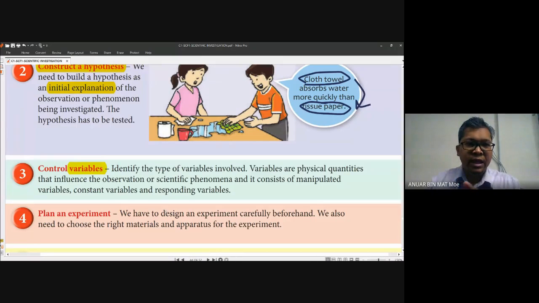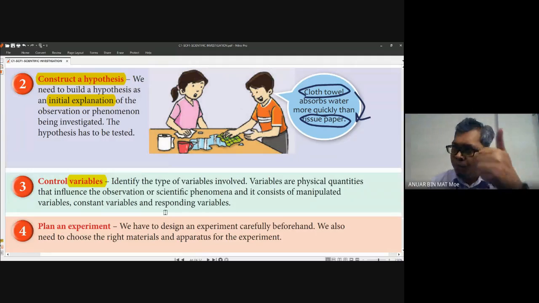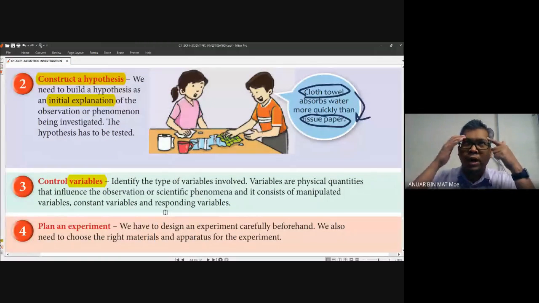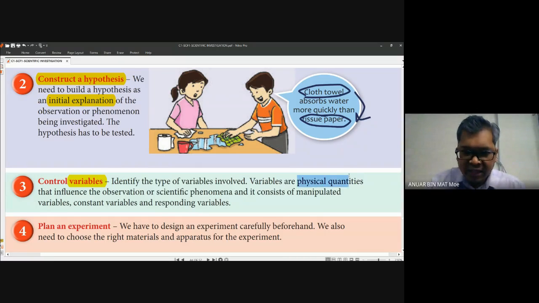Number 1, you try to identify the problem. Number 2, you try to form the hypothesis. Number 3, control the variable. So what is variable? Variable is the physical quantity that influences the observation.